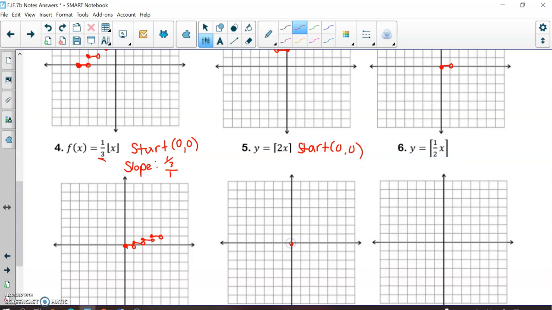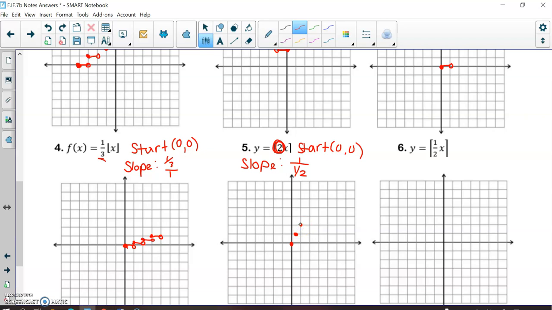But a b value, remember, is either a horizontal stretch or compression. In this case, it's going to be a horizontal compression. But we don't even need to know that. All you need to know is that since it's a b value, your slope is going to be 1 over the reciprocal of b. The reciprocal of b here is 1/2. So what that means is my rise is 1 and my run is 1/2. Up 1 and over 1/2.